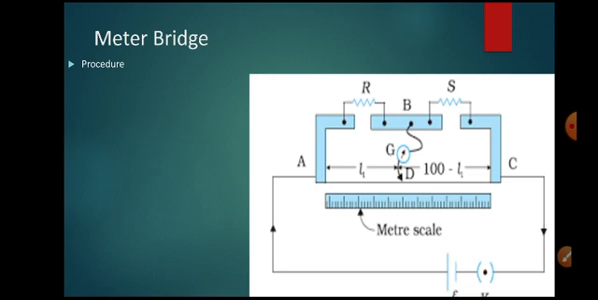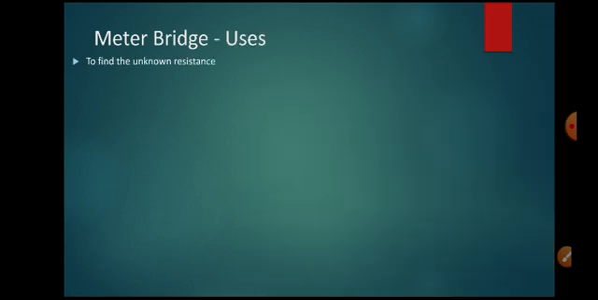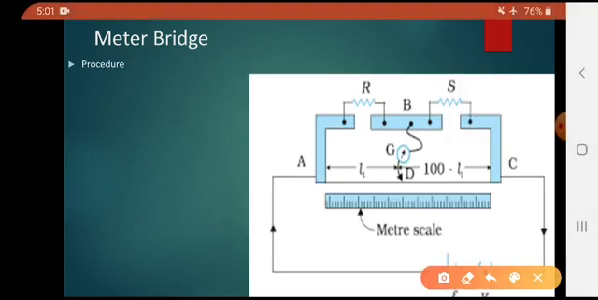To check the connections, take the jockey and put it at point A. You have to start from the side where the battery positive terminal is connected. Here in this picture the battery positive terminal is connected to A, so you have to start from A. If you touch A, the galvanometer deflection shows like this, for example, towards left. Take it and touch at C.